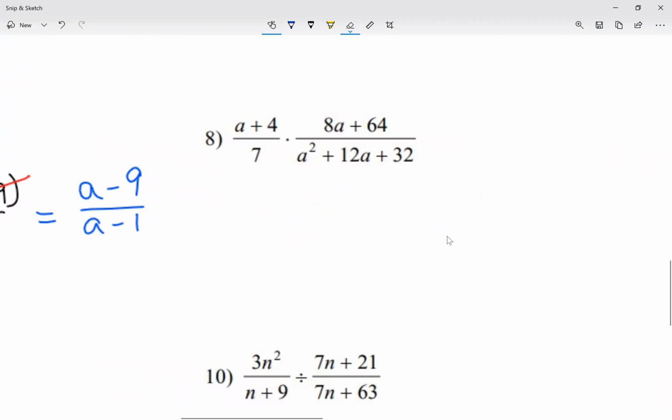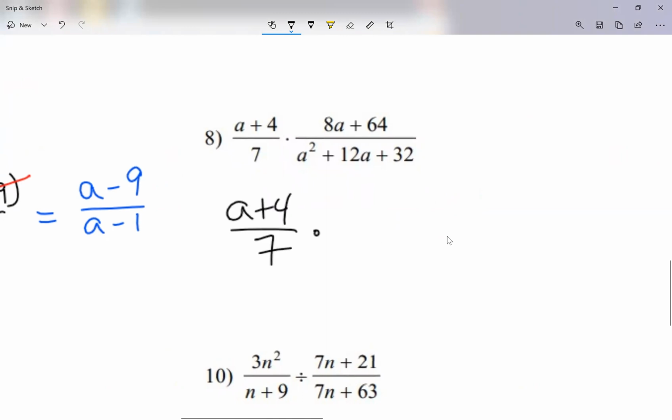Now let's take a look at question number 8. Let me factor it if possible, okay? So to begin with, on the first fraction, nothing I can do. I have an a plus 4 over 7. On the second fraction, when I take a look on the top, so let me highlight the top, I see an 8a and a 64. I can divide both numbers by an 8, right? 8 and 64. But we don't just divide and get rid of the 8. Instead, let me write it out here.